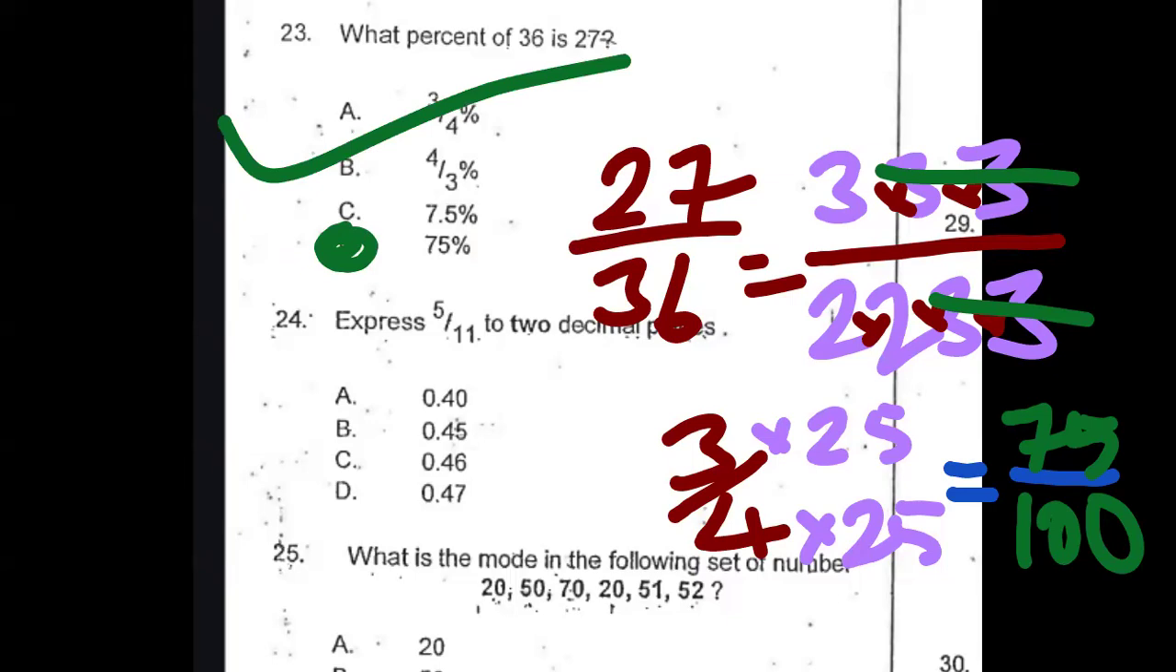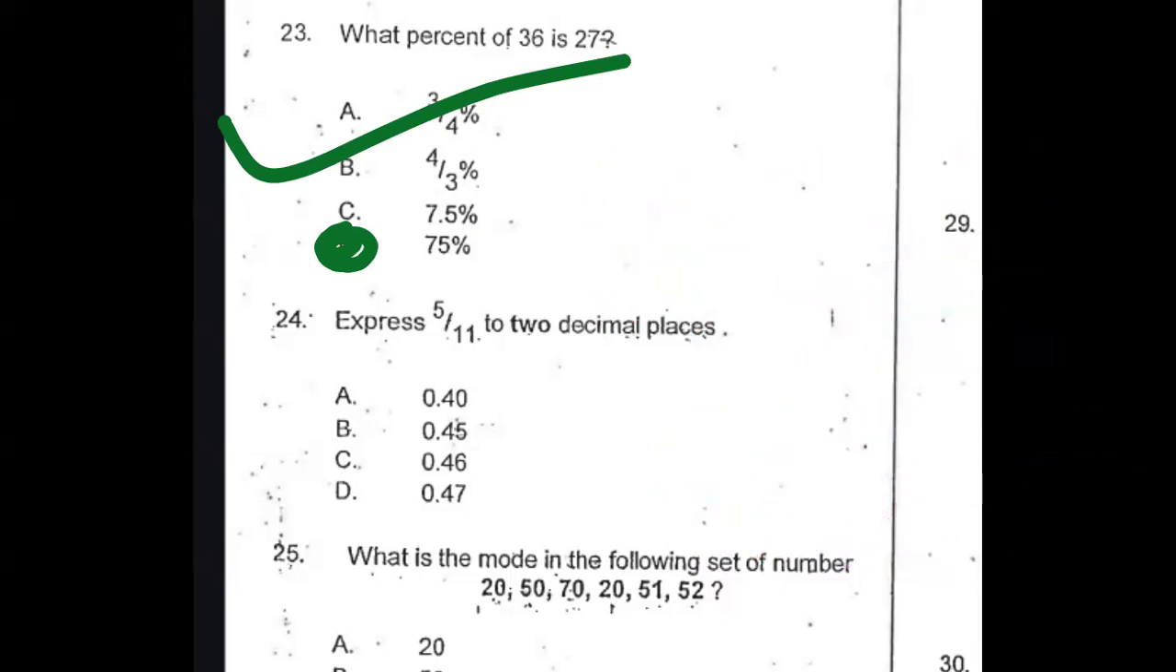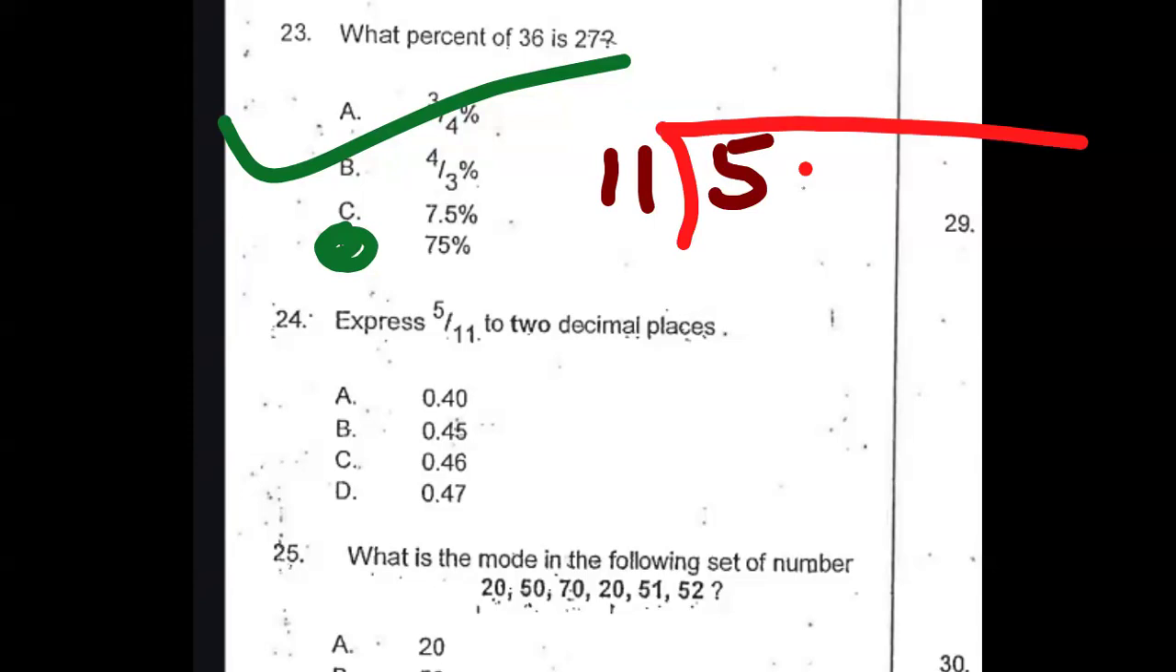Express 5 over 11. All right, 5 over 11 is a little less than 0.5, right? Because 5 over 10 is 1 over 2, which is 0.5. So how would you express 5 divided by 11? So we're going to put the 11 out here, the 5 in here, right?